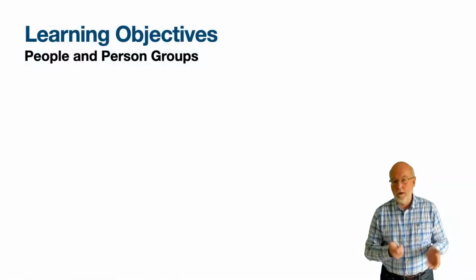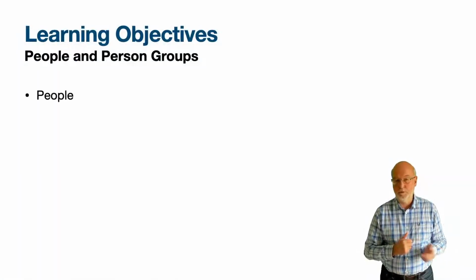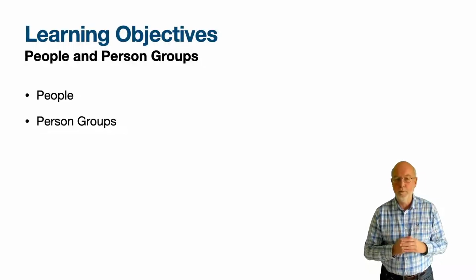Today we'll be looking at both the people and the person groups applications. Both will be found in the resources submodule, a part of the administration module. A person is anyone that you reference in Maximo. They may be a Maximo user, someone who logs in, or they may be a person who is assigned and performs work, and for this you will need a labour record.